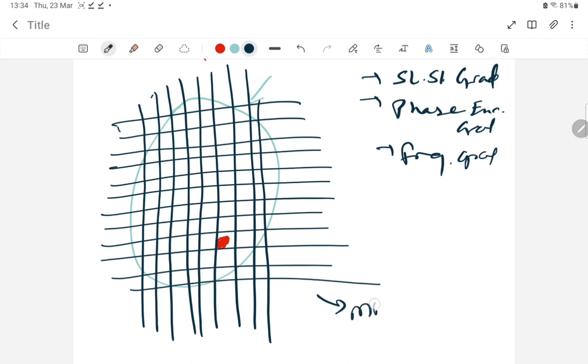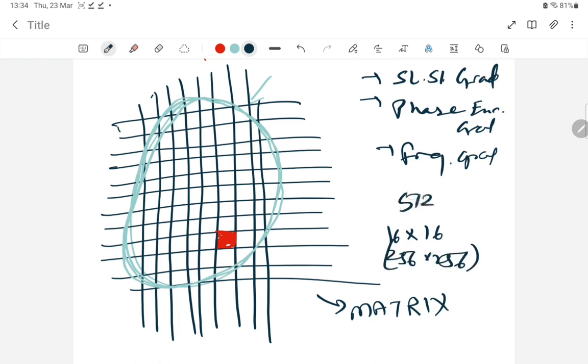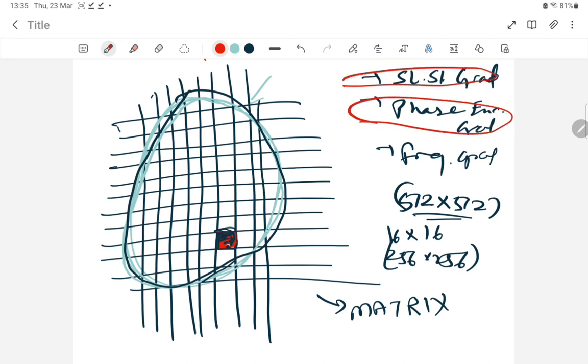So now you can see a matrix format. This is your slice, only one slice of the potato, and you can see this is a matrix. Matrix means a 16 by 16 matrix, 256 by 256 matrix, rows into columns, 512 into 512 matrix. This is the smallest unit of this slice. So one gradient is applied, the slice selection gradient. Another is applied, the phase encoding gradient. Another is applied, the frequency encoding gradient. Understood? We will see the next part later.